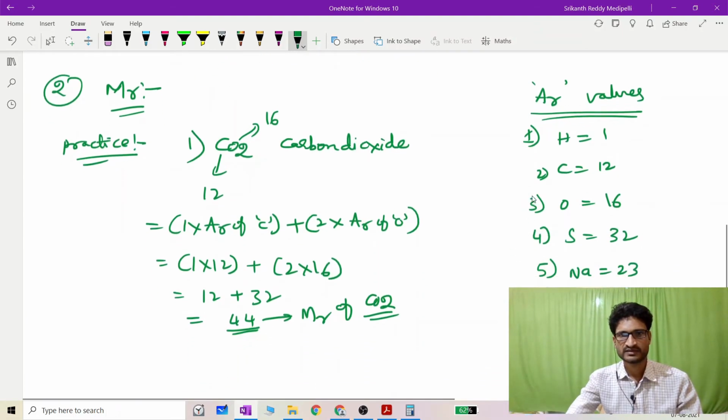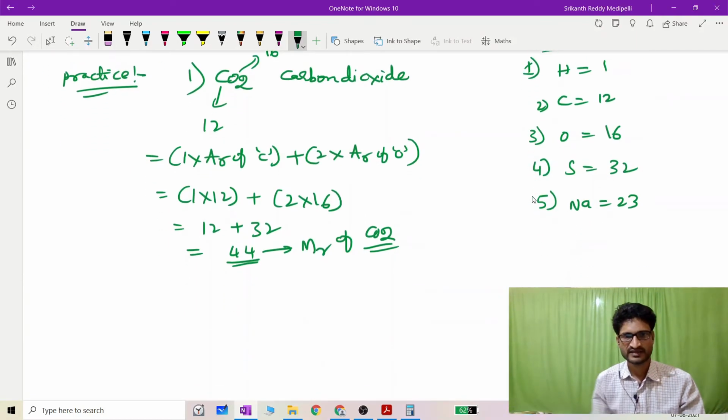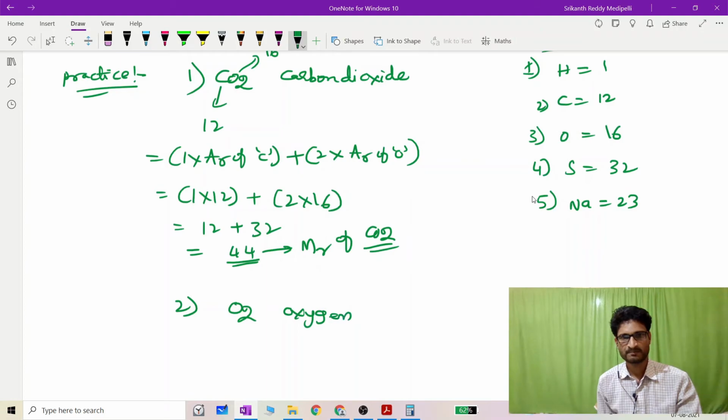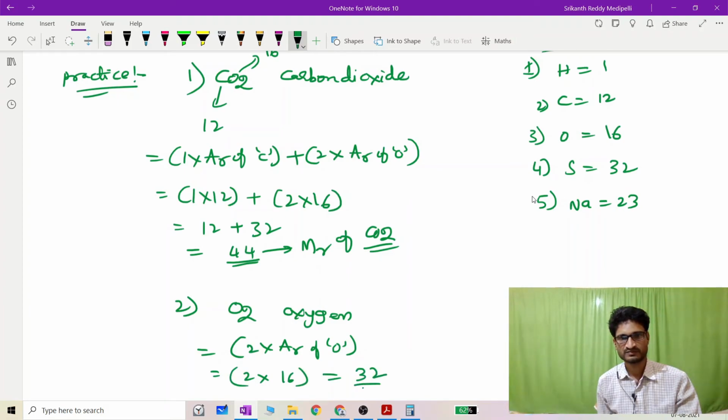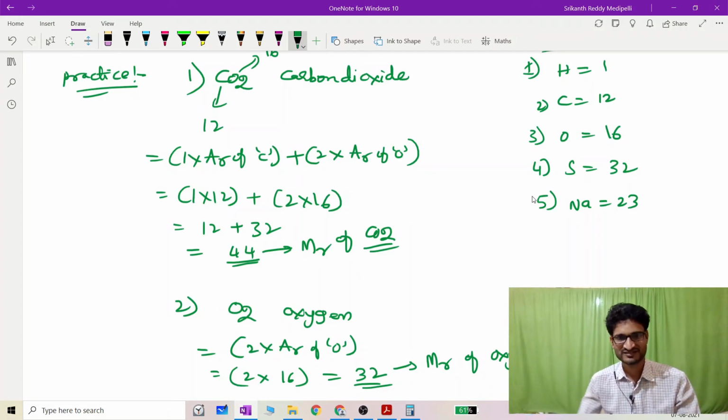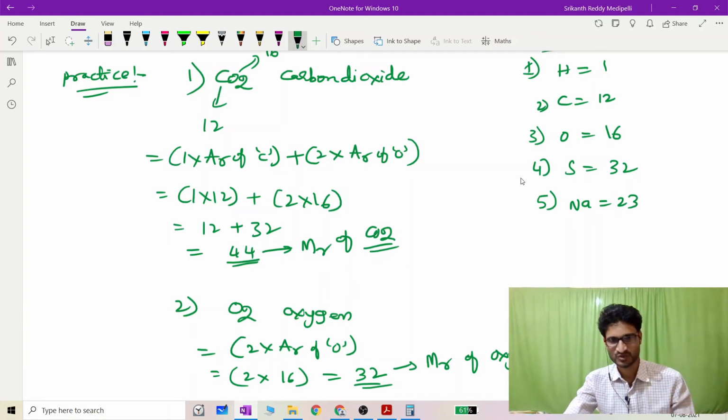So you can calculate like this for any compound. Let's practice one more problem. Let's take an easy one, oxygen. So it's very simple, right? Oxygen molecule. Basically we have two oxygens, 2 times Ar of oxygen, that's basically 2 times 16, so it will be 32. That's it. This is the relative formula mass of the oxygen molecule. There is a huge difference between an oxygen atom and a molecule, right? An oxygen atom is a single atom, but the molecule is 2, O2.